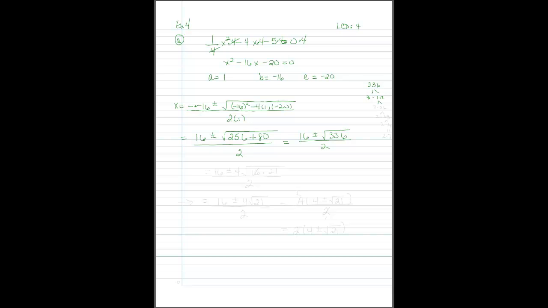We break down 112. We have 2 and 56. We break down 56. We have 2 and 28. Break down 28. We have 2 and 14. And break down 14. We have 2 and 7. Okay? So if you notice 2, 2, 2, and 2, we multiply those together, that is 16. So that's your square root, that perfect square factor.